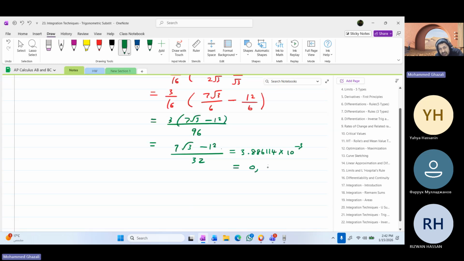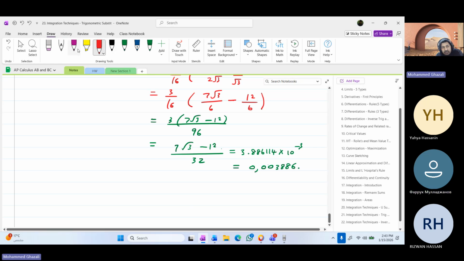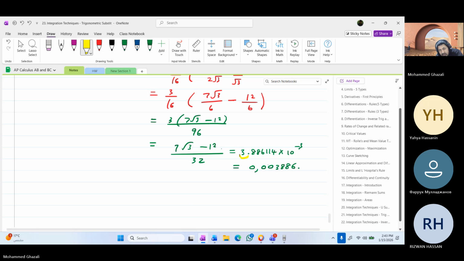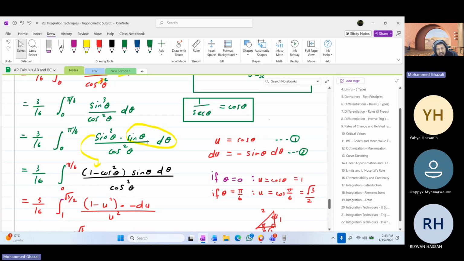So that is 0.003886. Is that correct? You have to shift the decimal point to the left. 1, 2, 3. Decimal point goes there. So 0.003. Yeah. Now, I want to check this answer on the calculator, right?